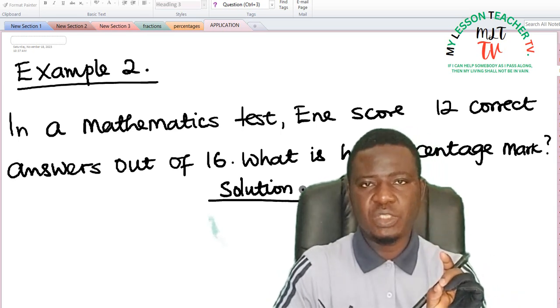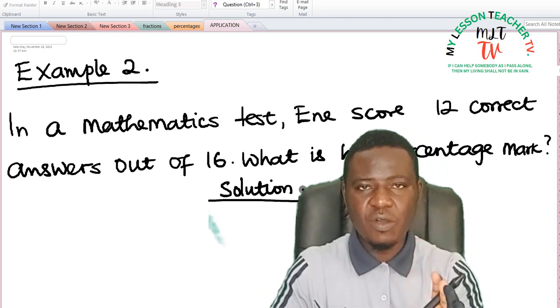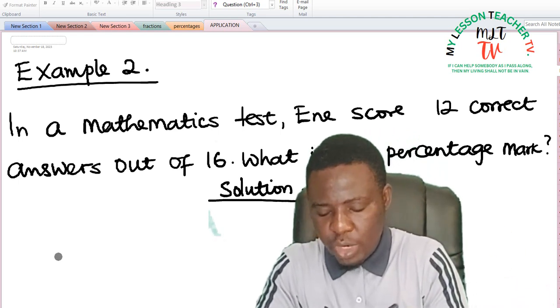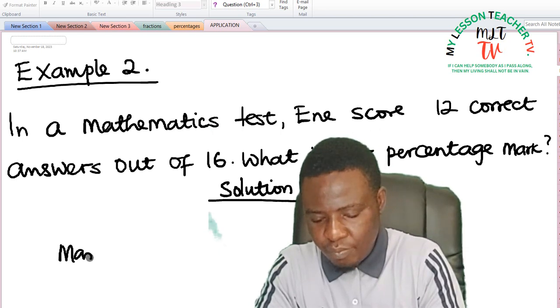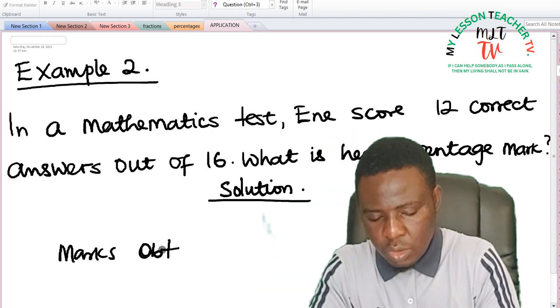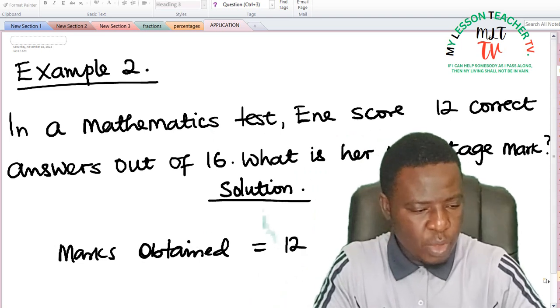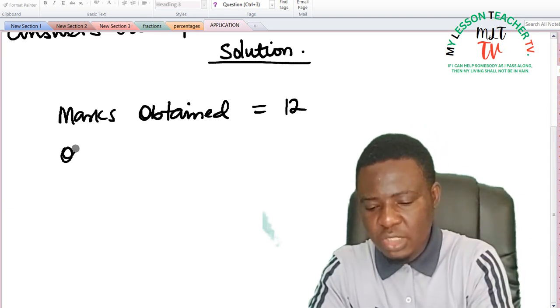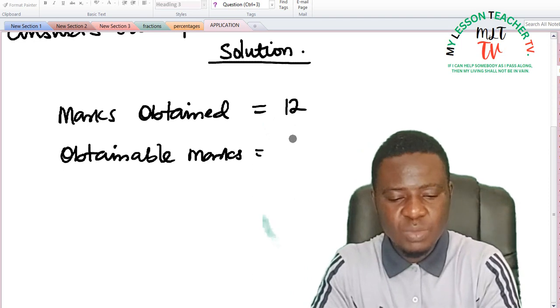So what we are going to do is, first of all, express her total mark in terms of a fraction of what she ought to get. So we can refer to her score as marks obtained by Ene, which is 12, while the total possible marks she can obtain, we can call obtainable marks, because she can score more than 16. So obtainable marks is 16.